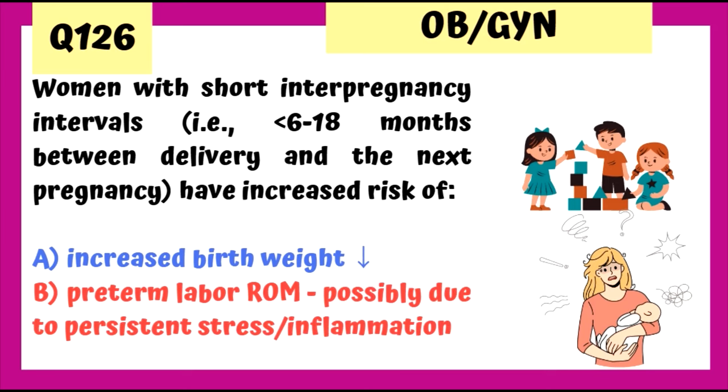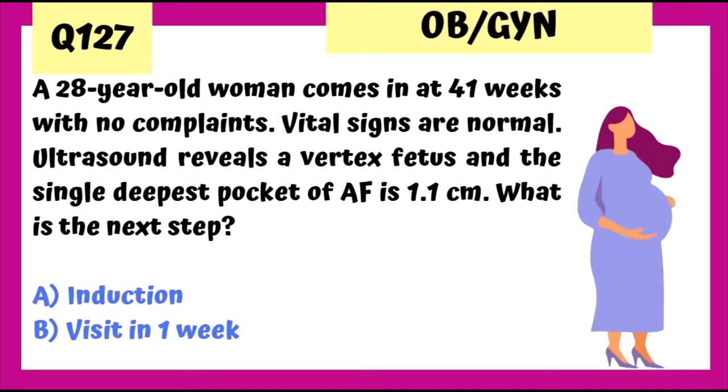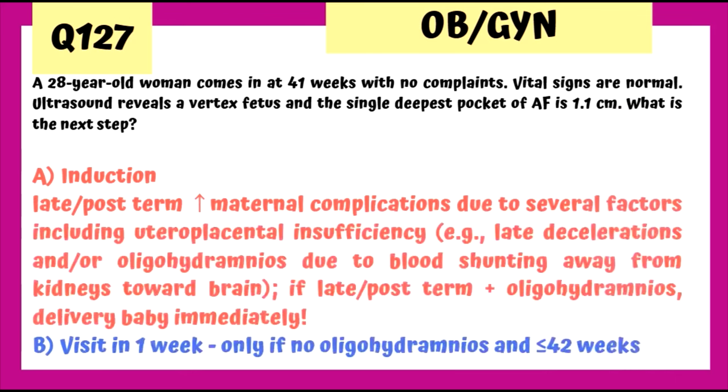Question 127. A 28-year-old woman comes in at 41 weeks with no complaints. Everything's fine so far. Vital signs are normal. Ultrasound reveals a vertex fetus and the single deepest pocket of amniotic fluid is 1.1. That's really low. We want it to be 2. This is oligohydramnios. So you have a 41-week woman with oligohydramnios, we want to induce, because that's really dangerous. Once you're at 41 weeks and you have oligohydramnios, that's a big problem.